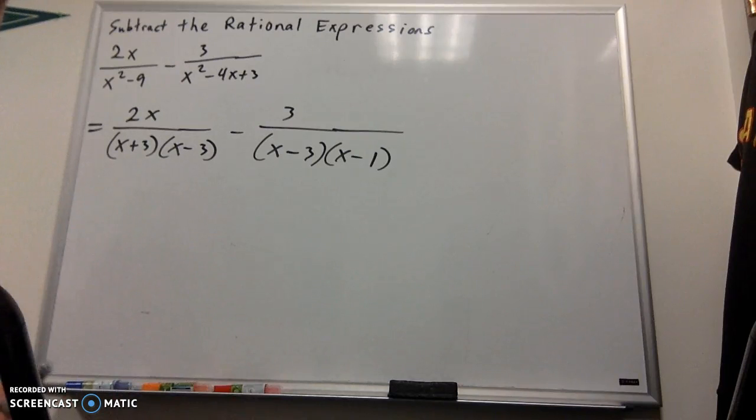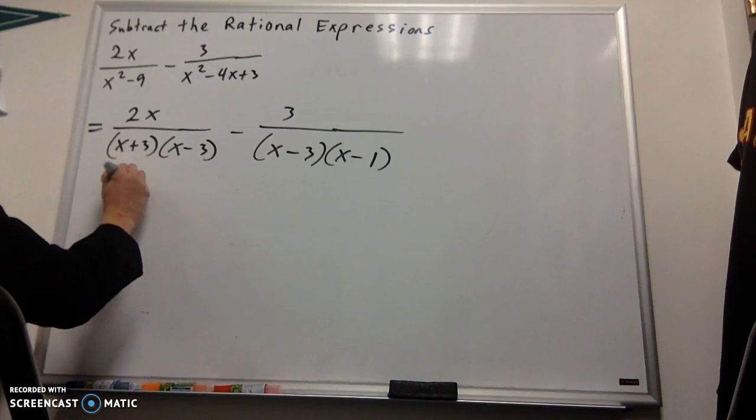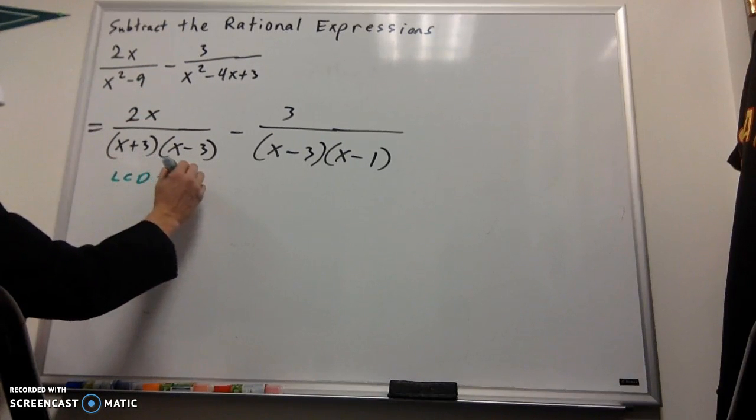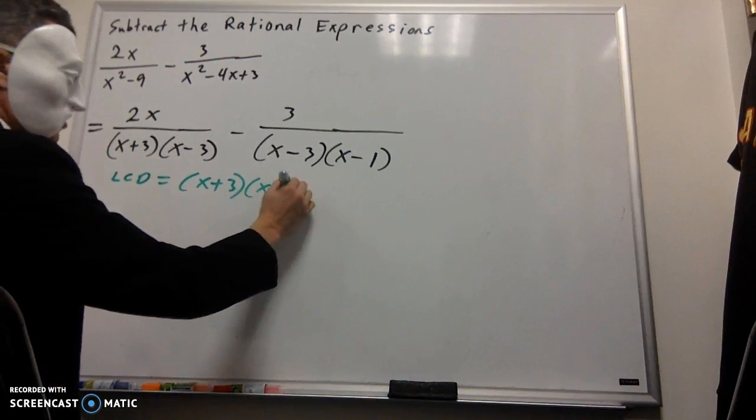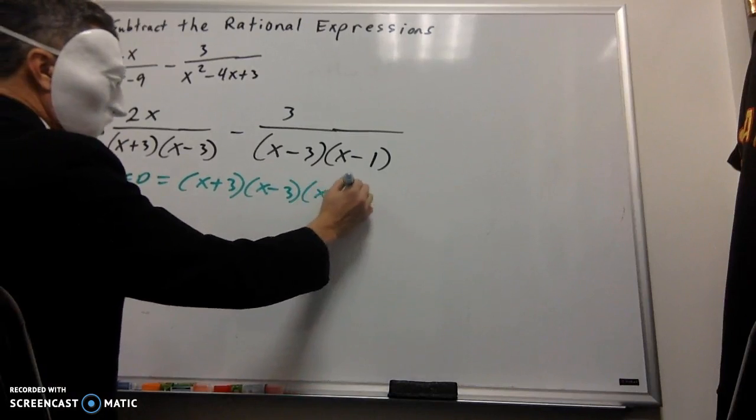Now, like I said before, if you've been watching some of my videos, if you don't know how to factor to this point, you're dead in the water, man. You're not going anywhere. So you've got to get really good at factoring because, as you can see, it's all over the place now. Let's find my least common denominator. It's going to be x plus 3, x minus 3, and x minus 1.